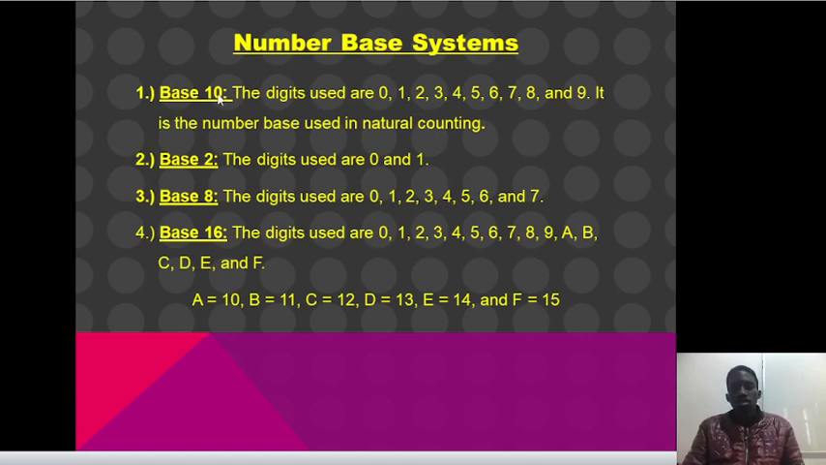So the first one is base 10. In base 10, you have only 10 digits: 0, 1, 2, 3, 4, 5, 6, 7, 8, and 9. So by digits, we mean that you only have 10 numbers, and you use these 10 numbers to express numbers in base 10.